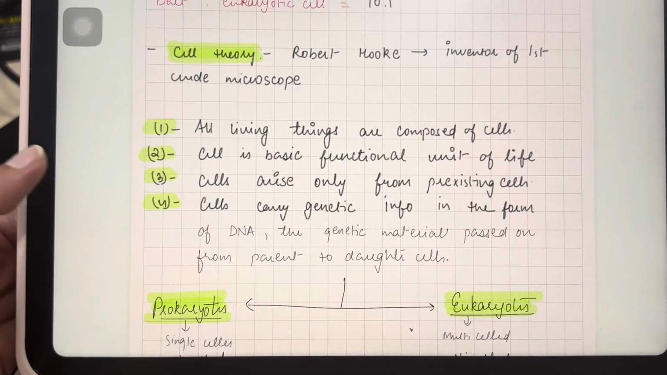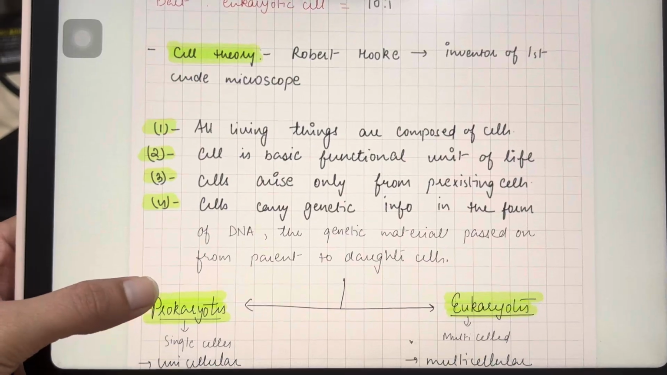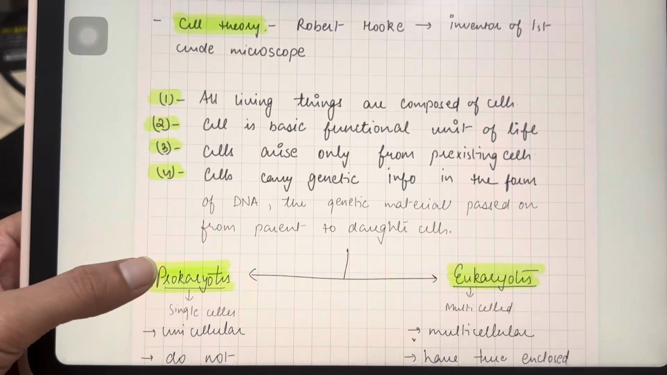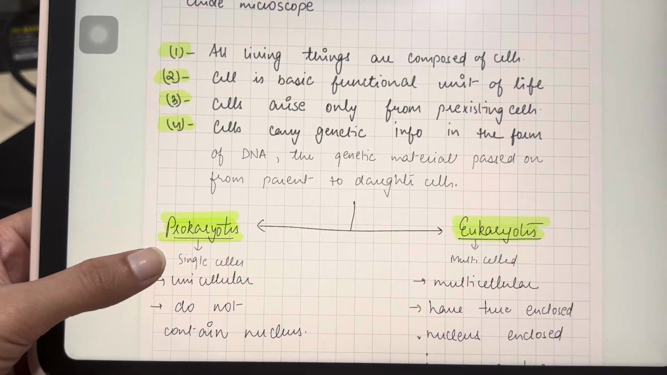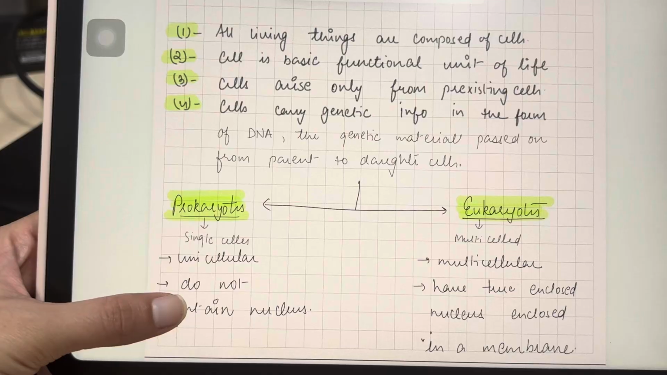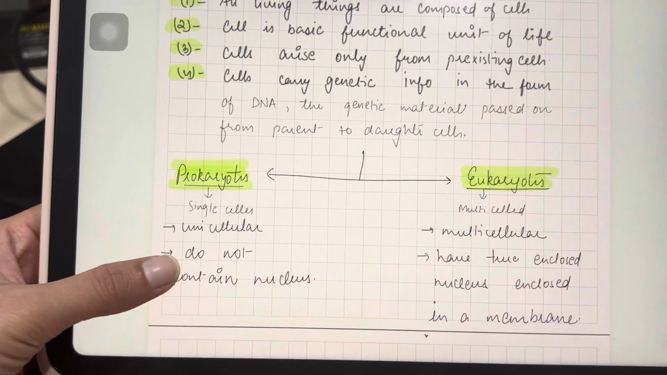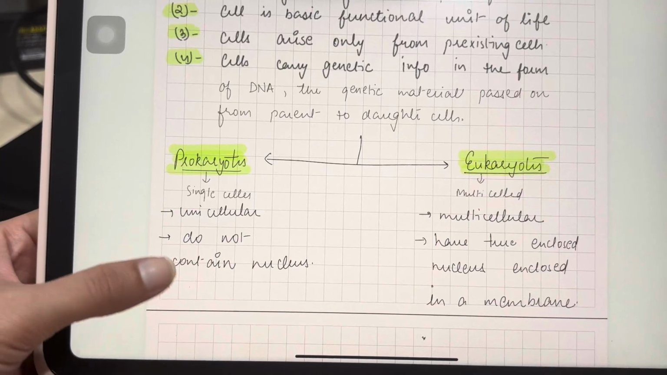The cell theory was given by Robert Hooke, inventor of the first crude microscope. According to that theory, all living things are composed of cells. Cell is the basic functional unit of life. Cells arise only from pre-existing cells. Cells carry genetic information in the form of DNA.